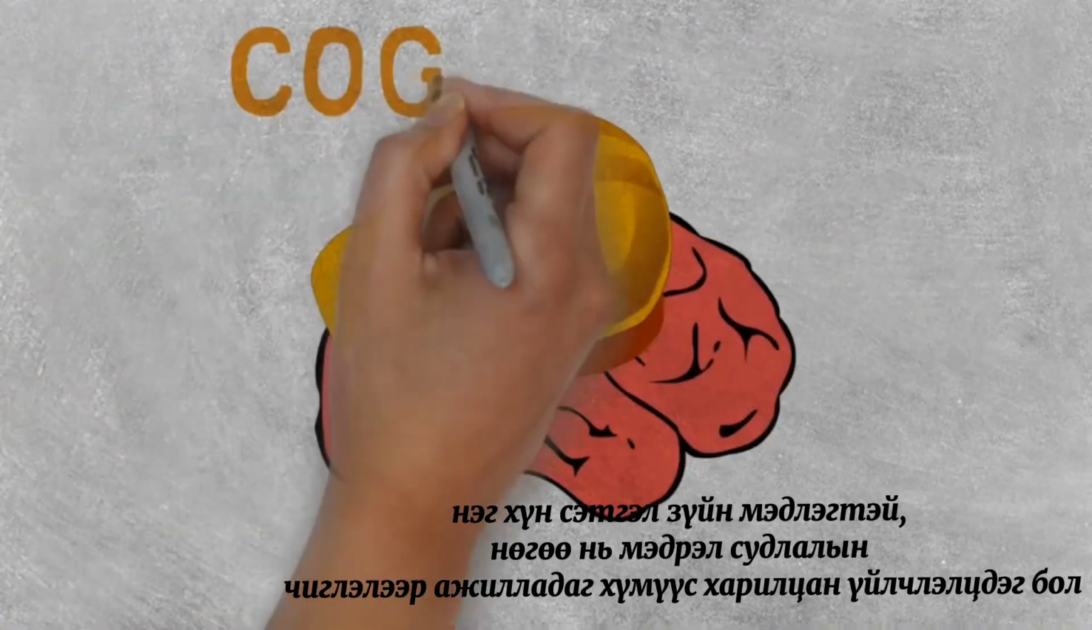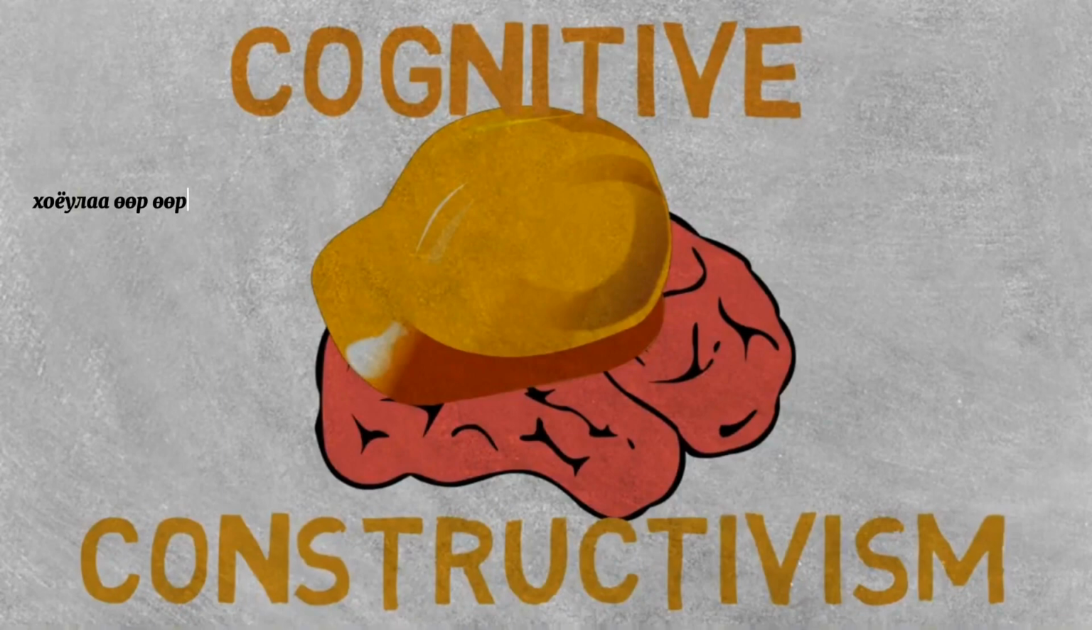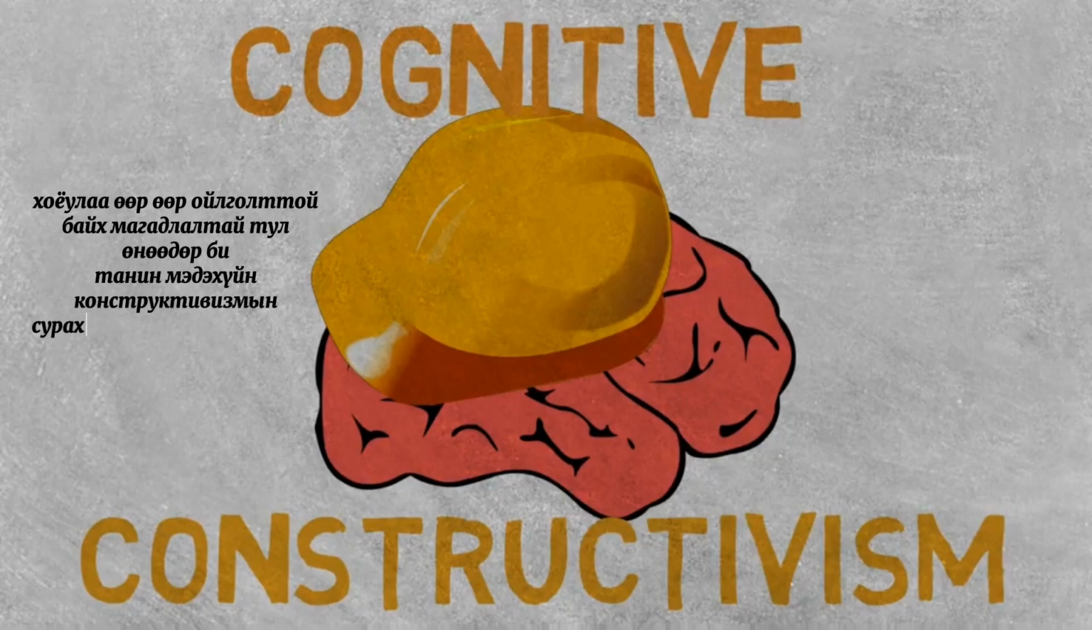So today, I went over Piaget's cognitive constructivist theory of learning. I covered assimilation, accommodation, equilibration, schemata, as well as a few ways to apply his theory.